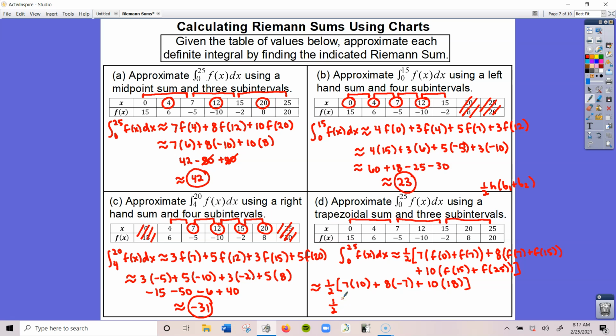So we have 1/2 times, this is 70 minus 56 plus 180. 70 minus 56 plus 180 is 194. And 194 times 1/2 is 97. And so this would be my approximate area.